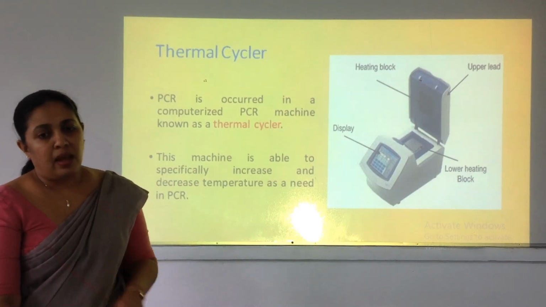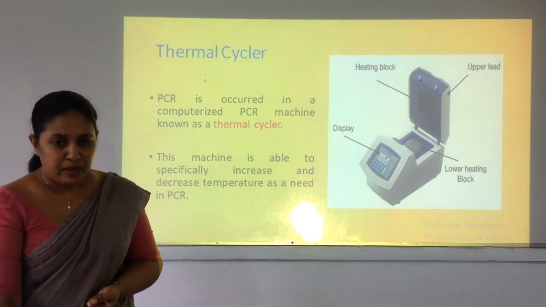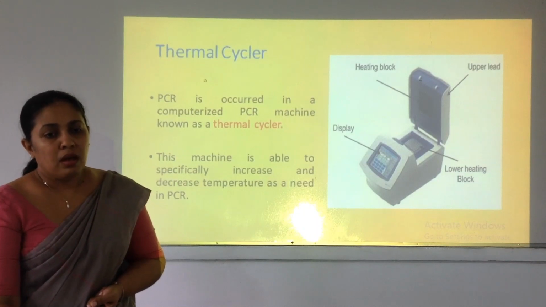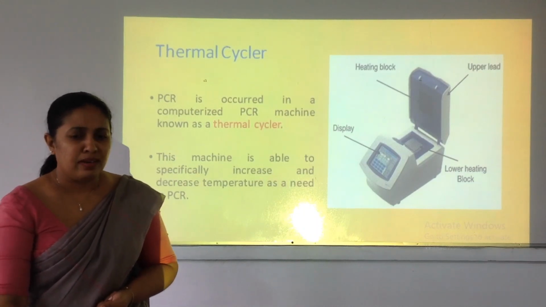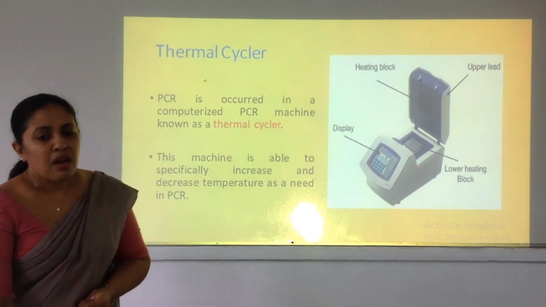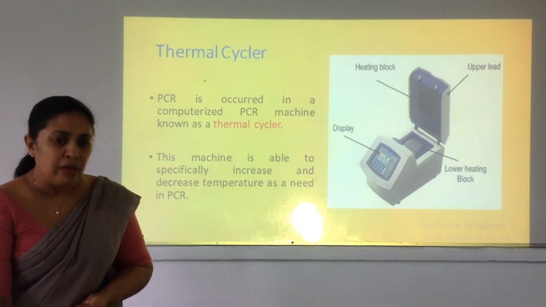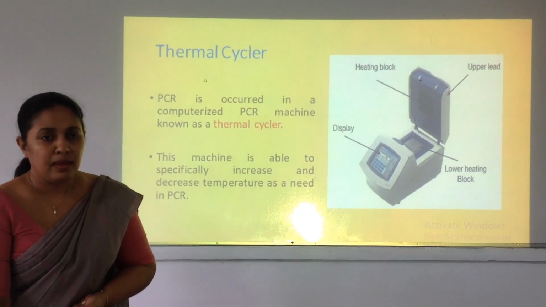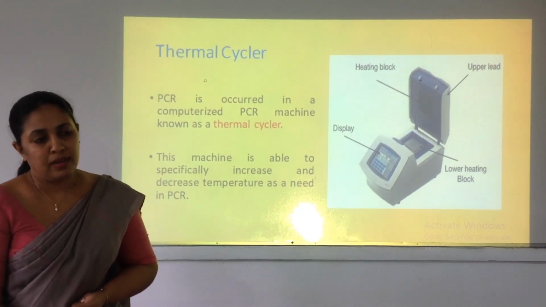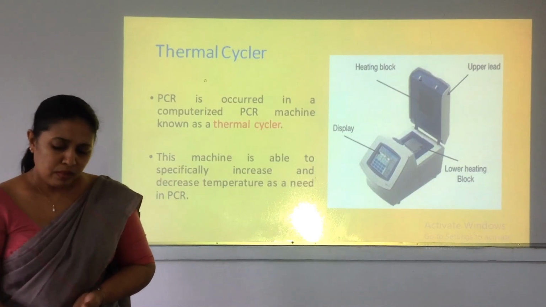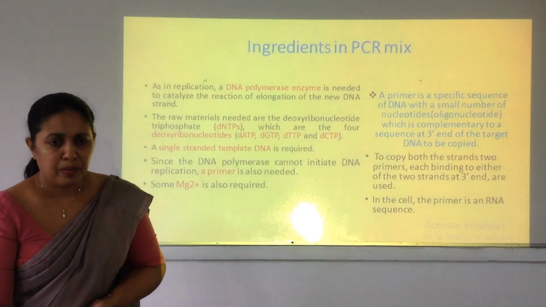And the display is there. Because this is an automated machine. Actually this is a chemical reaction, the polymerase chain reaction. It is a cyclic reaction. There is a need for temperature changes in this reaction, so this machine allows us to change the temperature according to the reaction.